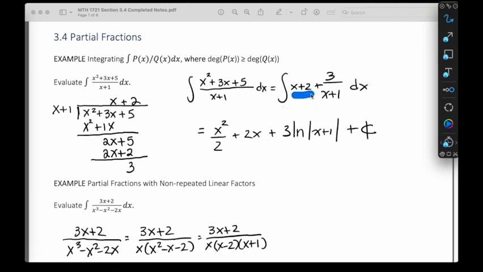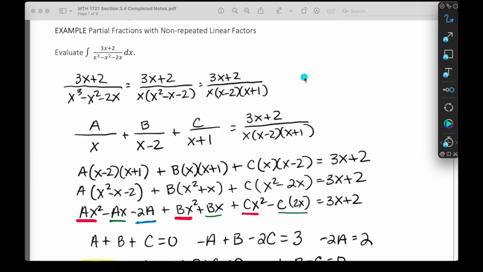If I integrate this, I can just use the power rule for integration. That will be x squared over 2 plus, this will give me 2x. And this will give me 3 natural log of x plus 1. And then, of course, my plus constant.